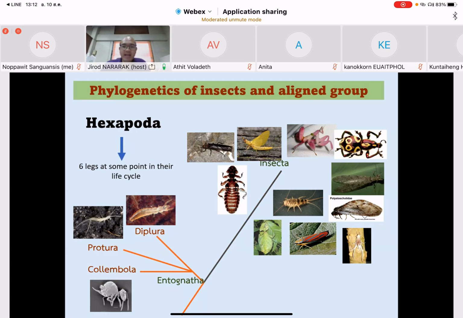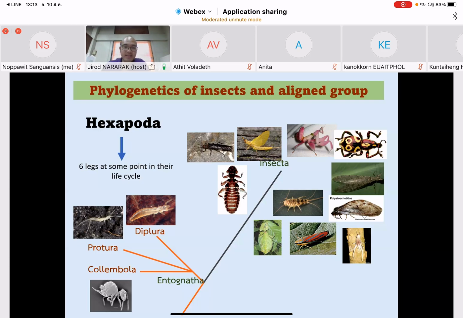The insects belong to the phylum Arthropoda, which includes some other orders of animals, like crustaceans or something like that. I'm not sure, but they have a subphylum Hexapoda. Where does Hexapoda come from? It is a characteristic of insects.